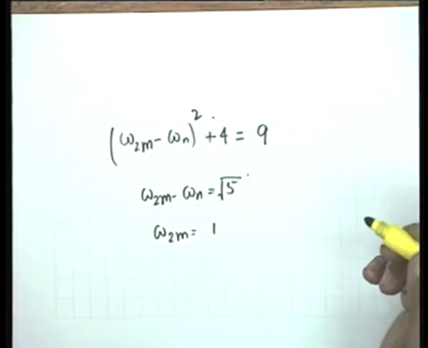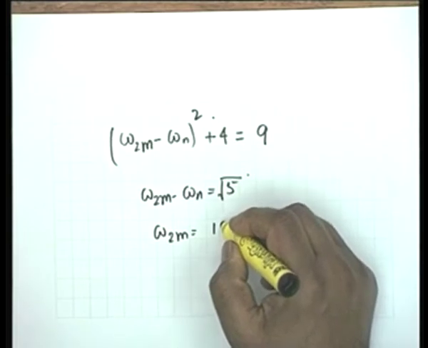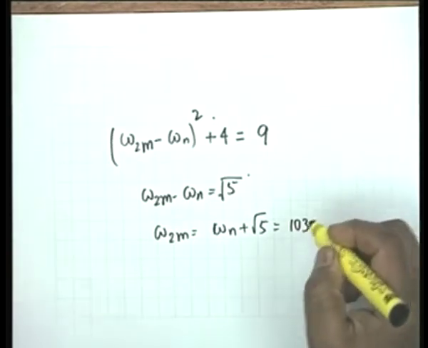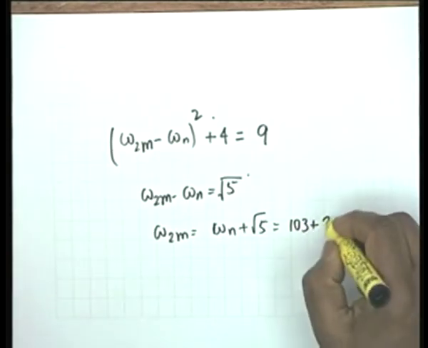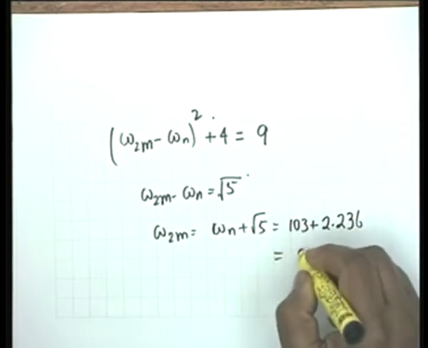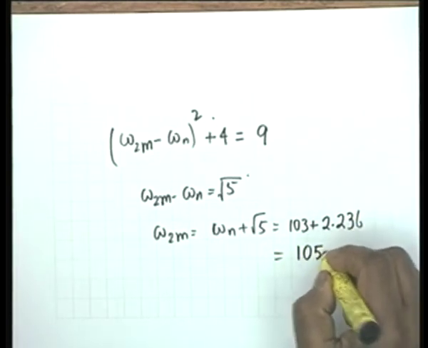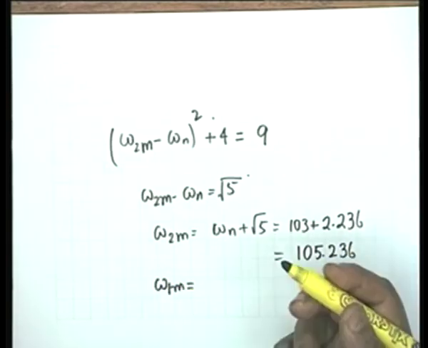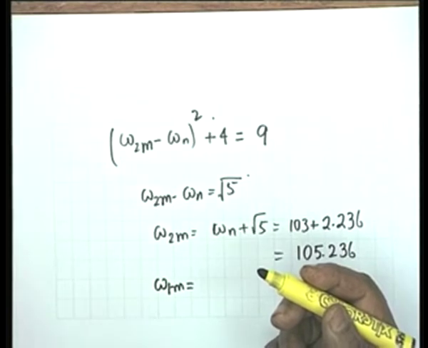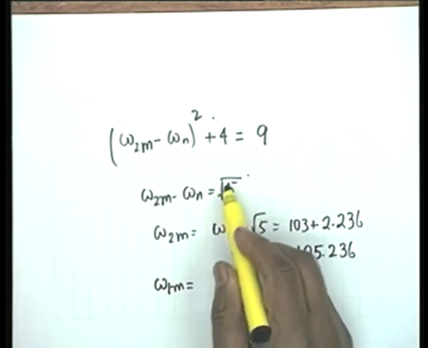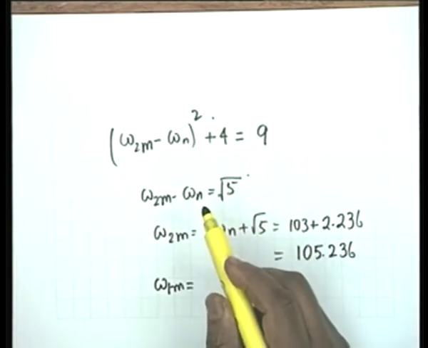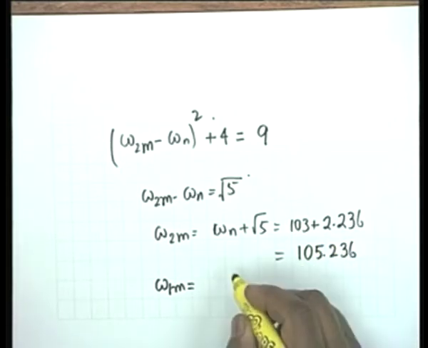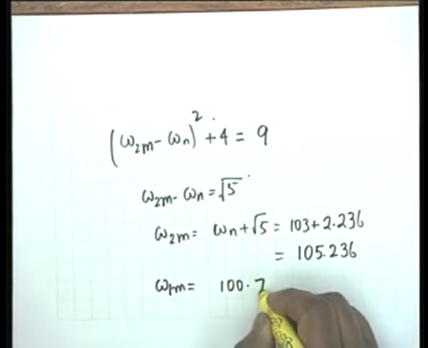Therefore, omega 2m minus omega n is equal to root 5, that is, 9 minus 4. Therefore omega 2m is equal to omega n plus root 5, that is 103 plus root 5, which is 2.236. So, this is 105.236. Omega 1m can be obtained by inspection. It is to be symmetrical, number 1. Number 2, if you take this as minus root 5, I think the answer is obvious. And therefore, this would be 103 minus 2.236. So, this would be 100.764.